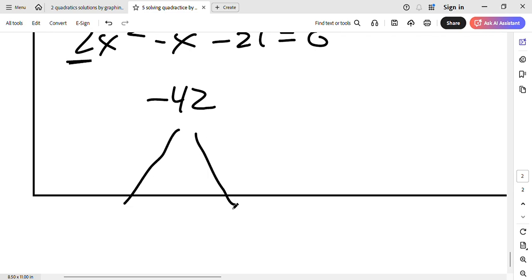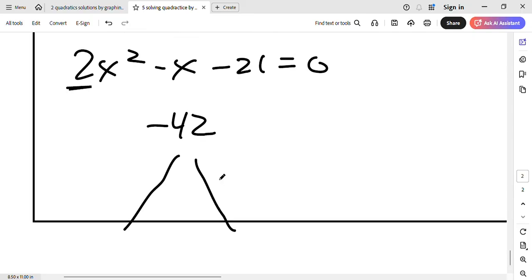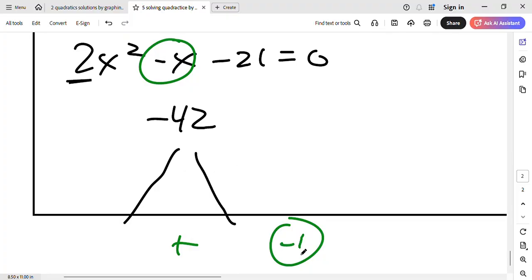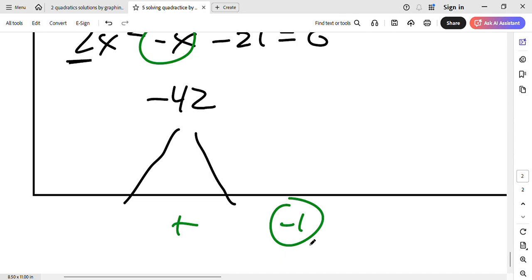By this point, I would hope we're all getting to where we can figure out what's going to happen next. I need to find factors of this number that add up to negative 1, because that's the number in front of the B value. Remember, I circled it in green last time. That's the magic number I need to get when I add these two numbers together. So what are factors of negative 42 that add up to negative 1? 6, 7. Yeah, it is actually 6, 7.